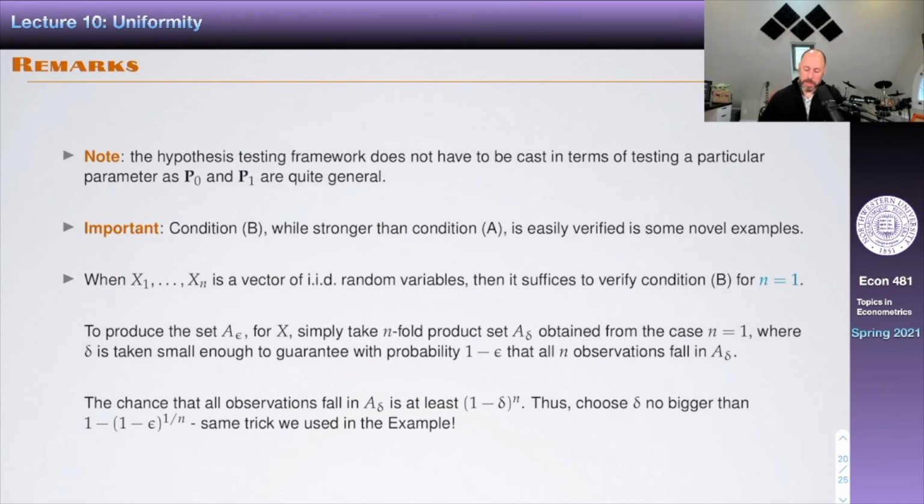Why is that? Because to produce the set A epsilon for x, simply take an n-fold product obtained from the case n equal to 1, where delta is taken small enough to guarantee with probability 1 minus epsilon that all n observations fall in this set. This is exactly the same thing that we did in the example. This is exactly the same thing that we did in the proof of Bahadur-Savage. The chance that all observations fall in whatever set you pick is at least 1 minus delta to the power n, which is the trick that we've been doing before. Thus, you choose delta no bigger than this number, and it's exactly what you need. Okay? So, in other words, there's nothing really more complicated when you obtain a sample. You just check the conditions for a sample of size 1.